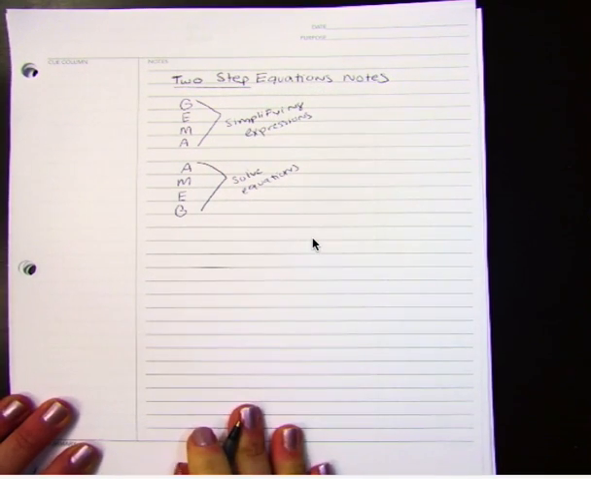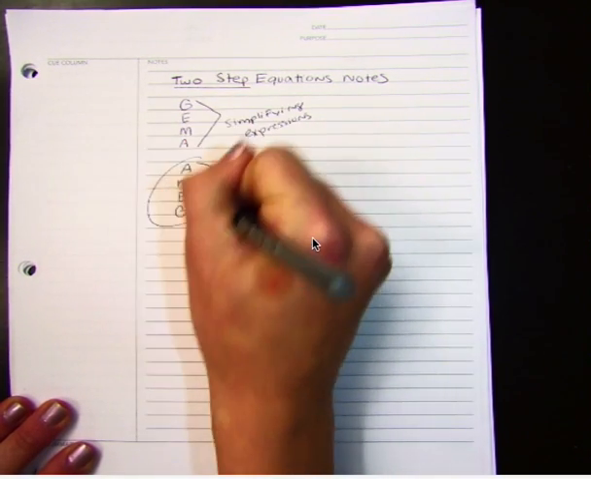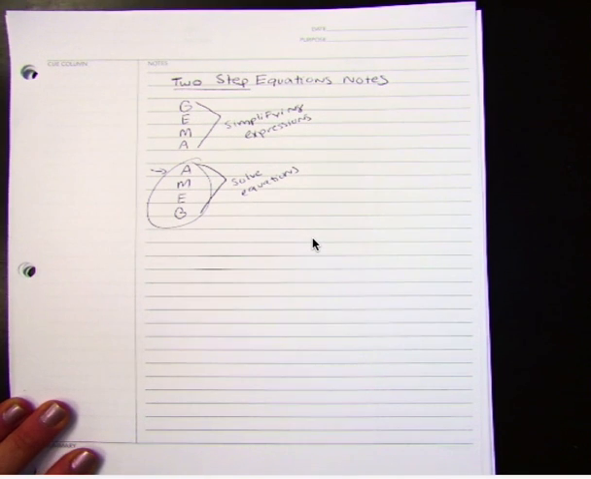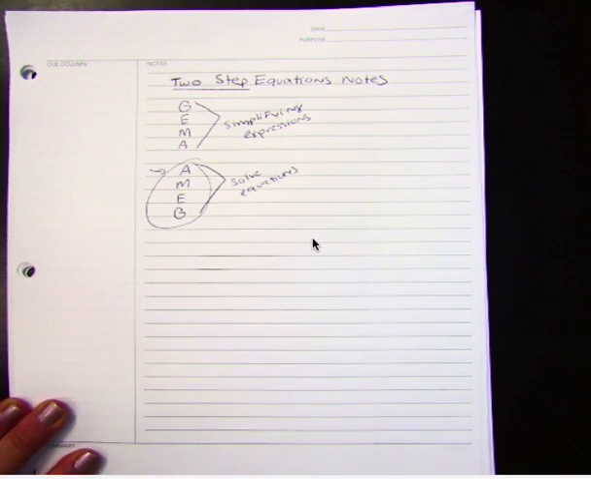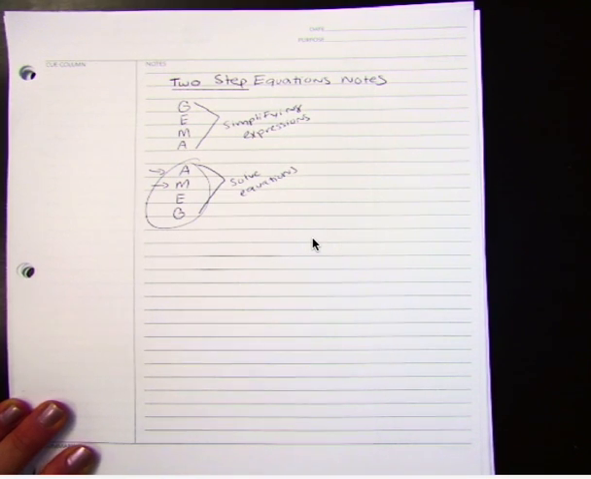Okay, so let's talk about the two steps when solving an equation. So we're going backwards in GEMA, so the first step would be to add, which means you add the opposite of the addend, so you work with the addend first. The second step will be to multiply by the reciprocal of the coefficient. And that's it. So let's write those two steps down.